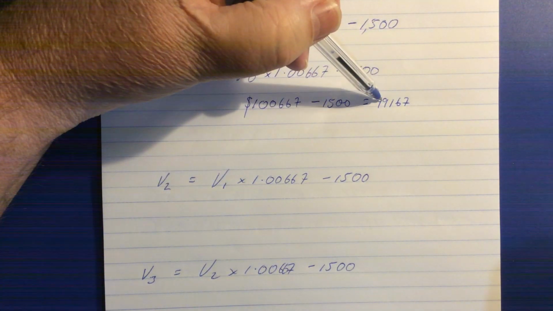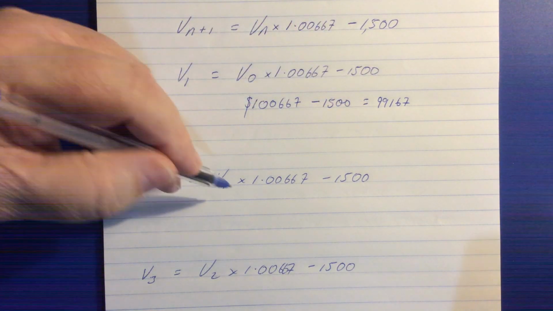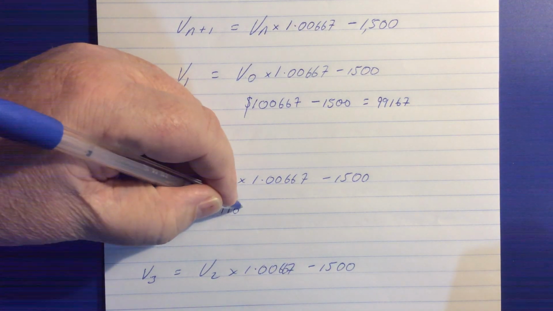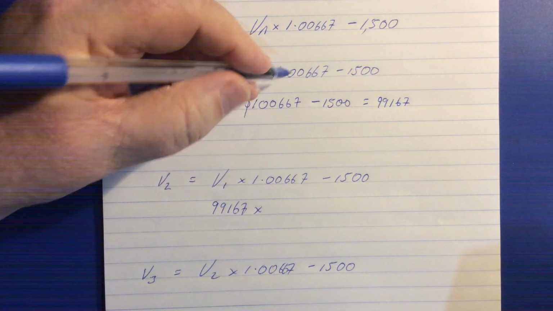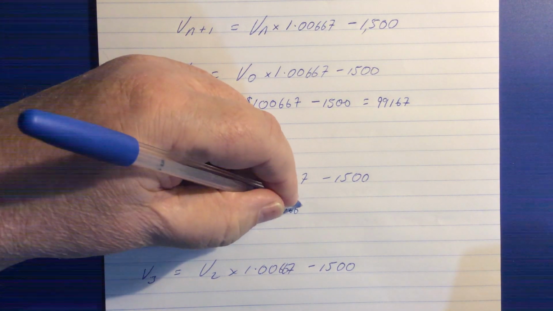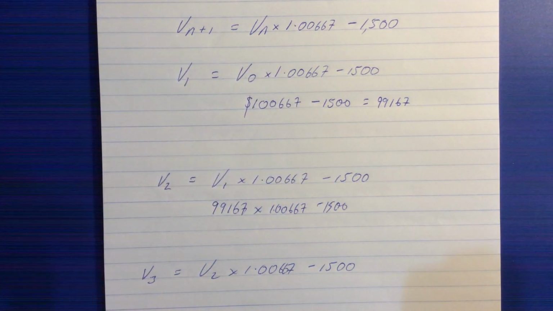Now, this is V1. So V2 will be V1, 99,167, times this number, 1.00667 minus 1,500. Right, so let's calculate that. 99,167 times 1.00667.